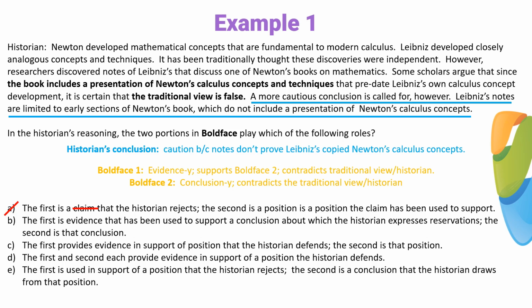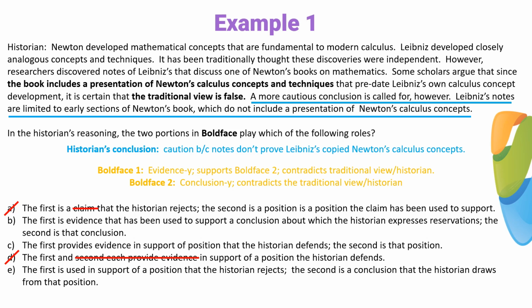Yep. B stays. C says the first statement is evidence. Yep. And the second is a position. Yeah, a position is a conclusion-y kind of word. C stays. D is out. D says that both statements are evidence, but we know that's not true. The second statement is a conclusion, so that means that D is out. E gets it right. E says the first statement supports a position. Yep, that's an evidence-y kind of thing. And the second is a conclusion. Exactly right. So we've knocked out 2 answer choices.